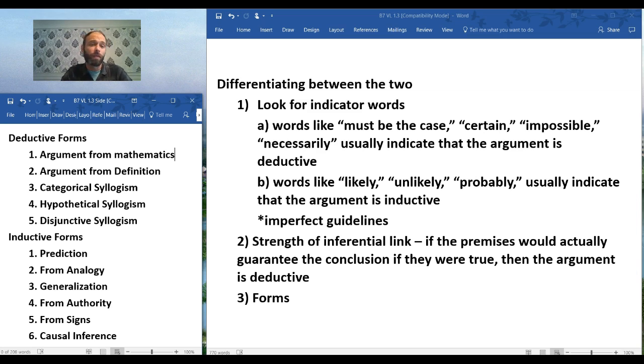So for the rest of this lecture, I'll go over each of these individually, talk about what they are and give you some examples. And then at the end of this lecture, you'll have a few quiz questions where you'll have to determine if an argument is inductive or deductive and which specific type of form the argument that I give you has. So let's start with the deductive forms.